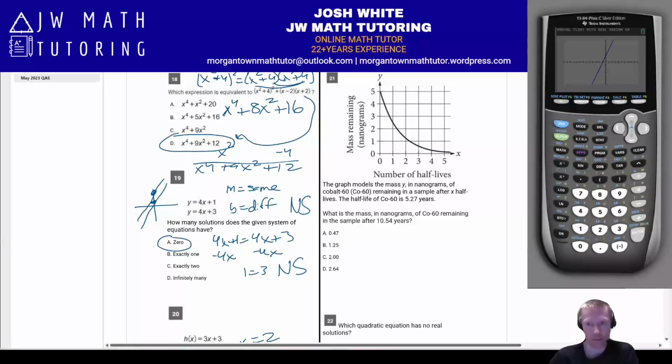All right, now back at the top of the page, problem number 21. So here we have a graph. This is a decreasing exponential function. We already saw one of those earlier in the section. And they tell us the half-life of this is 5.27 years.